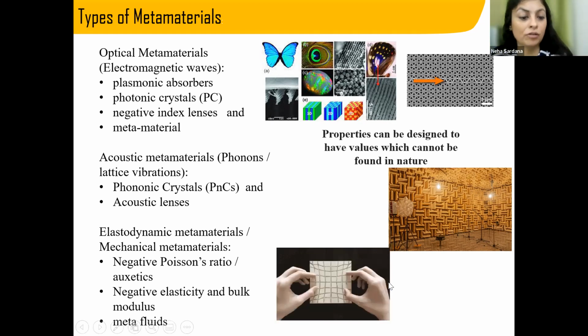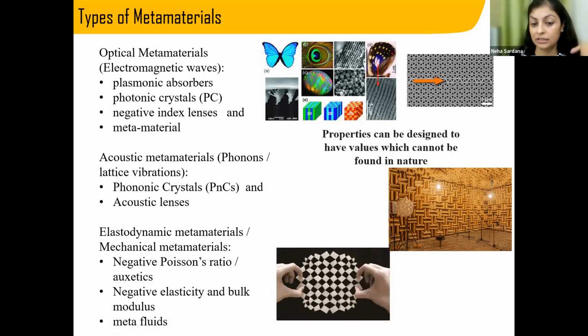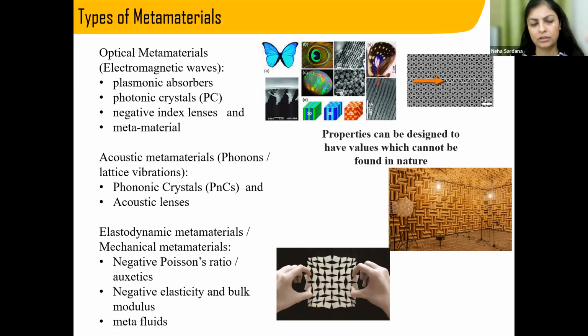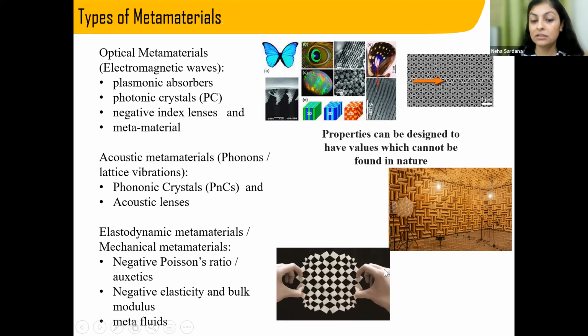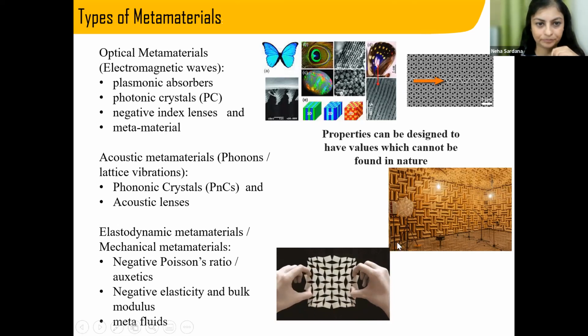And similarly, if you have certain fluids, which will have these kinds of systems, where the fluid flows and the compressibility of the fluids is negative, then it is known as a metafluid. So similar concepts are used in optics, acoustics, or mechanical engineering. And these are the metamaterials which have properties not found in nature.